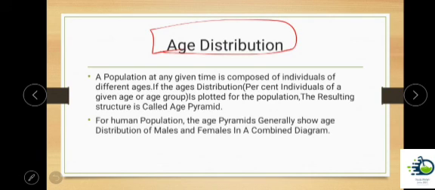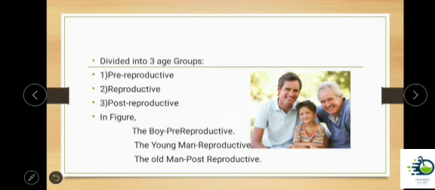A population at any given time is composed of individuals of different ages. The age distribution is the percentage of individuals of a given age or age group, plotted to give a resulting structure called an age pyramid. For a human population, the age pyramid generally shows the age distribution of males and females in a combined diagram.